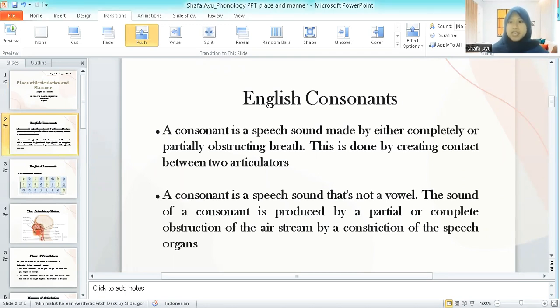Okay, consonant is a speech sound made by either completely or partially obstructing breath. This is done by creating contact between two articulators. Consonant is speech sounds that are not a vowel. The sound of a consonant is produced by the partial or complete obstruction of the air stream by constrictions of the speech organs.